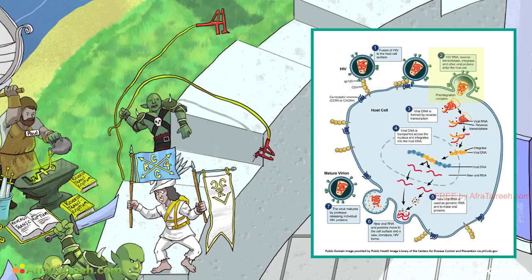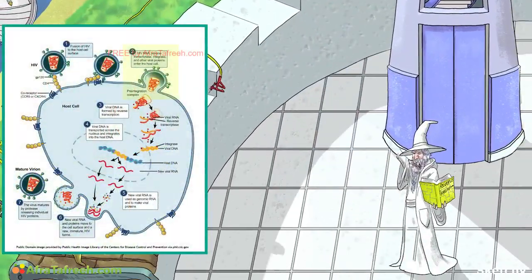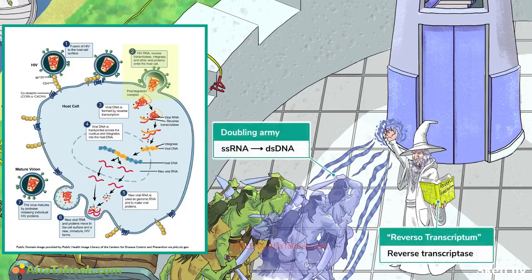Once the wizard gains entry to the castle, he gets to work, turning the castle into a factory for the creation of new viruses. The virus actually carried with it those POL-encoded enzymes: reverse transcriptase, integrase, and protease. And now that the virus is uncoated, the enzymes are free to use. First, HIV uses its reverse transcriptase to convert its single-stranded RNA genome into double-stranded DNA. And so, our retroviral wizard is using his reverse transcriptase spellbook to turn his single-file RNA army into a double-file DNA army.